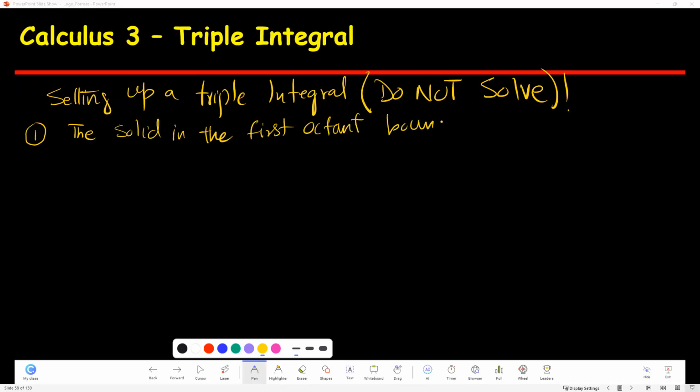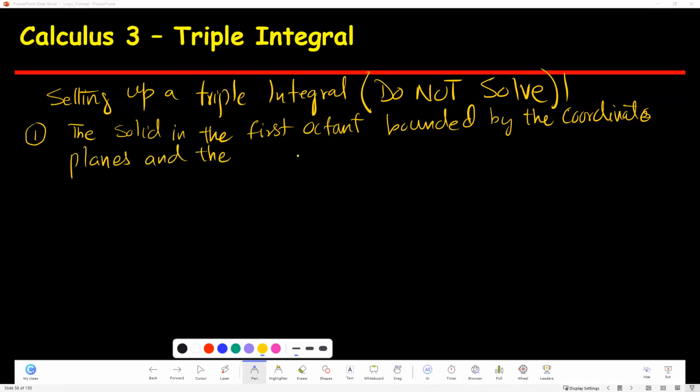Bounded by the coordinate planes. Coordinate planes means the xy plane, yz plane and xz plane. And the plane z equals 7 minus x minus 2y. You may pause this video and try on your own. How are you going to do it?